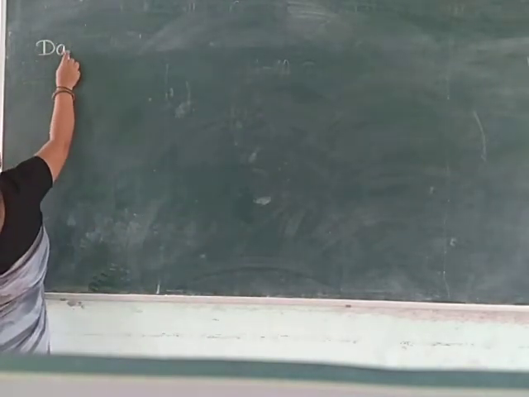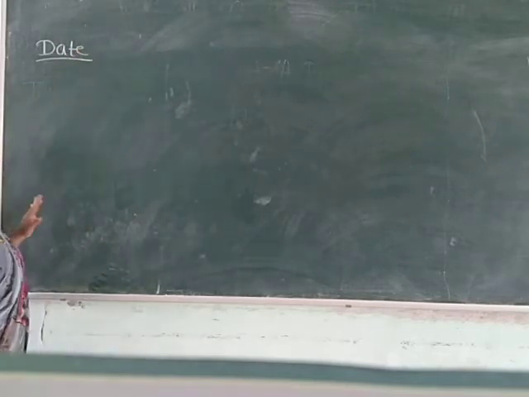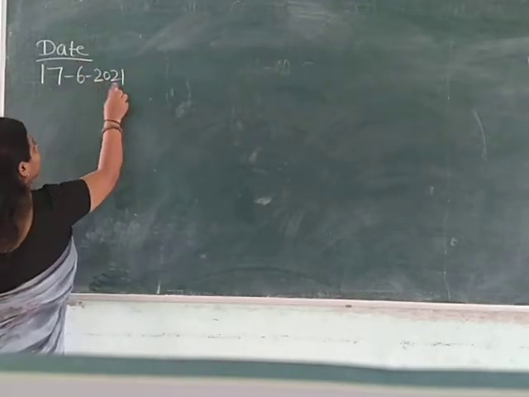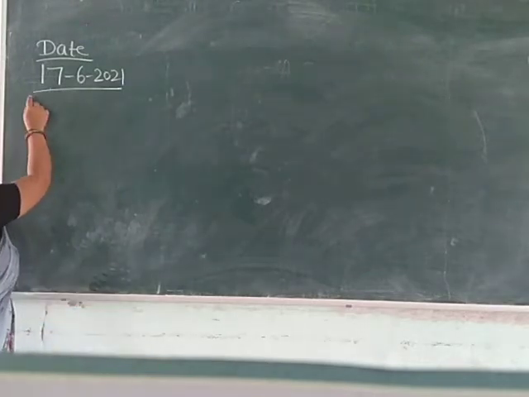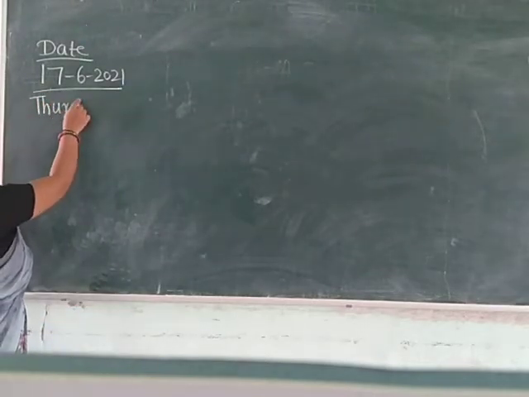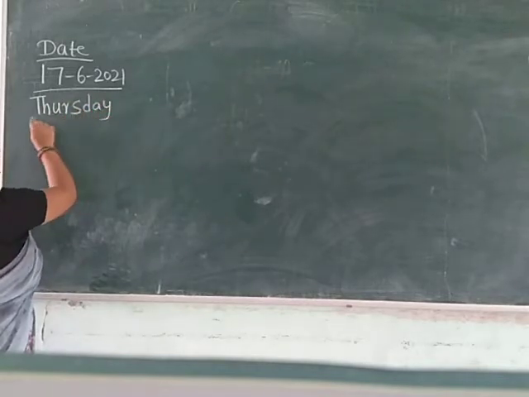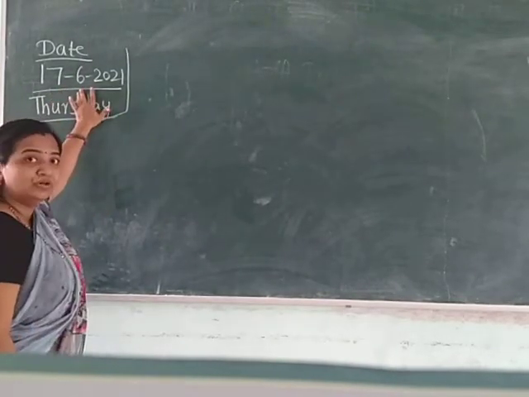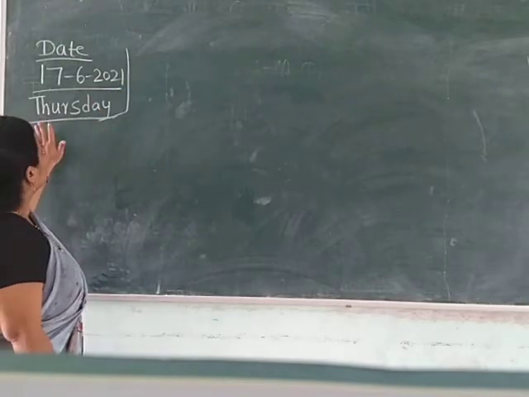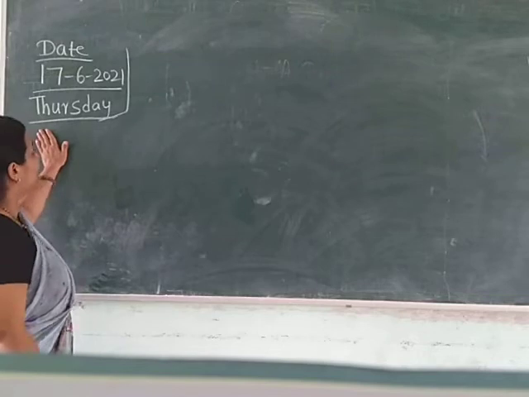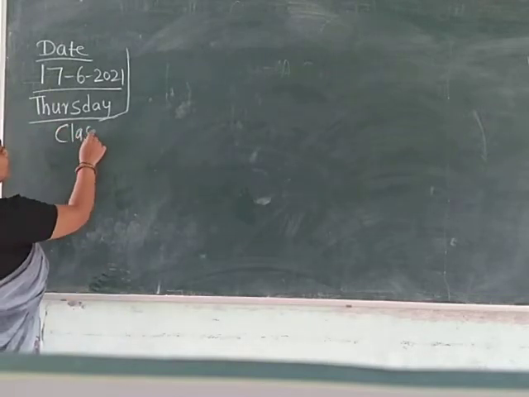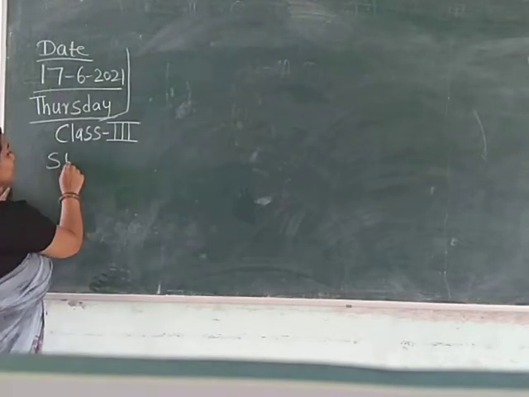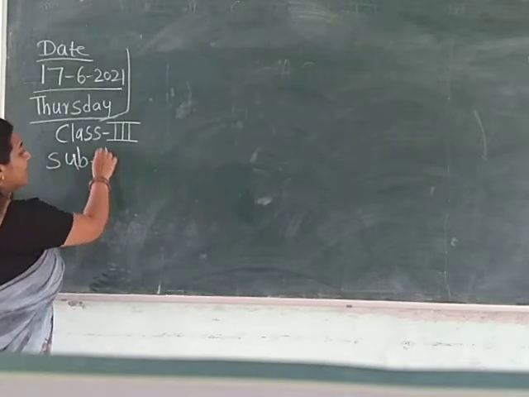Today's date is 17 June 2021. The day is Thursday. Class 3. Subject: maths.